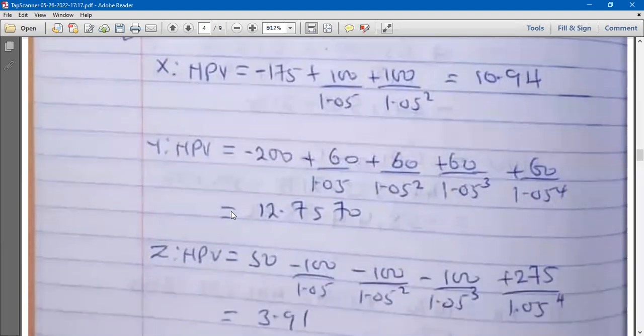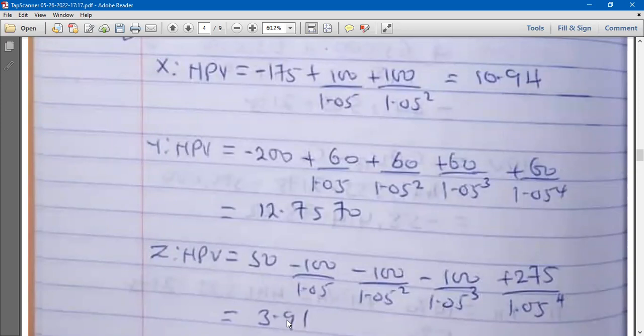Then we go to Z. The first one was 50. The next one was minus 100, so we discount minus 100. It's to the power 1 for the first year. Then we do it for the rest of the years. Then you simplify it, and this is the value that you are getting.